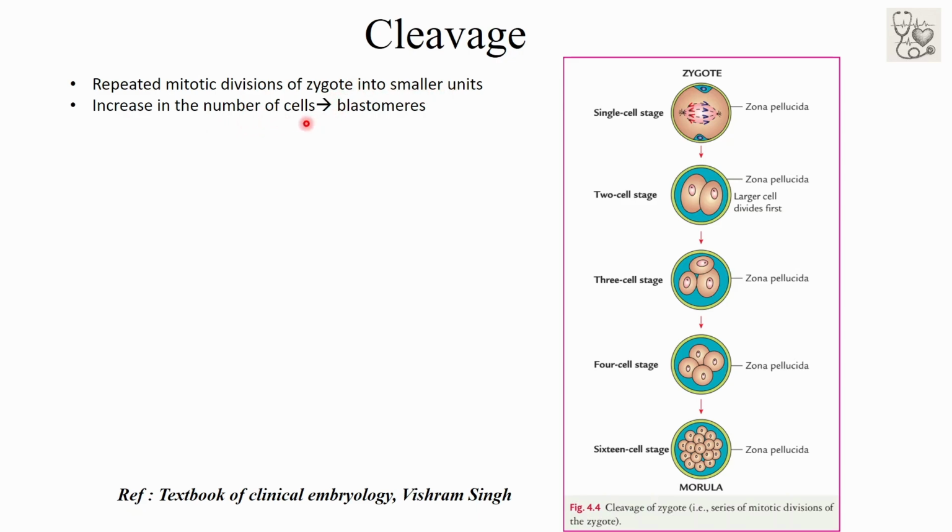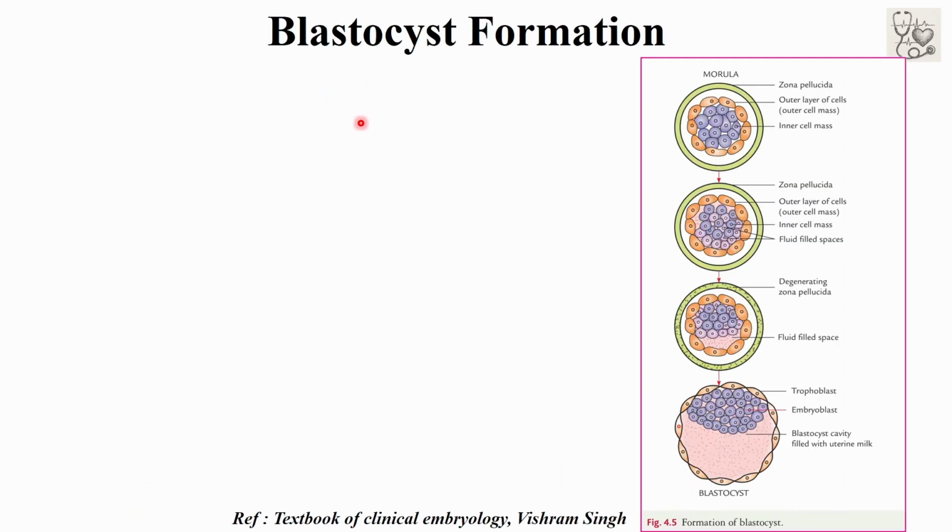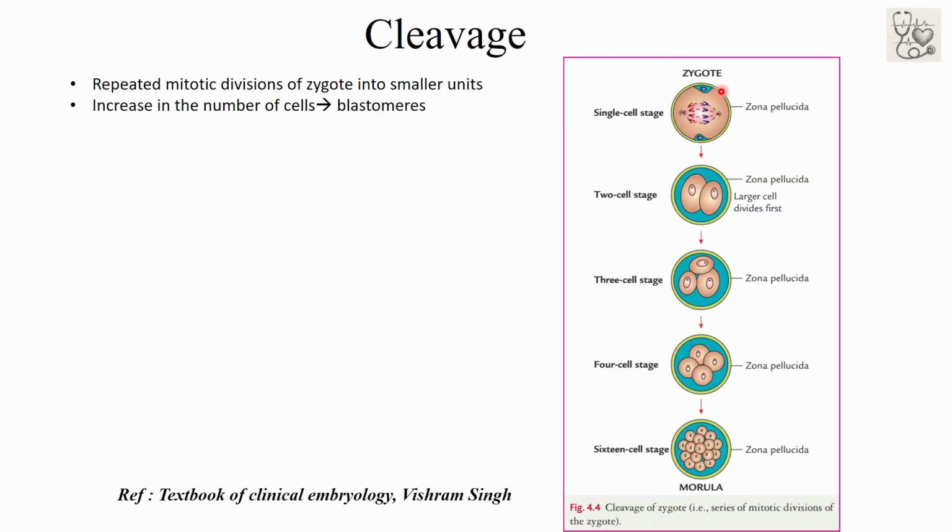There is an increase in the number of cells, which are called blastomeres. So what happens? The zygote undergoes division to form the two cell stage. In this two cell stage, we can see the zona pellucida is still intact. It will remain until the time of implantation.